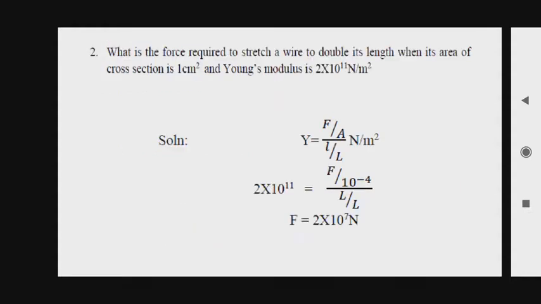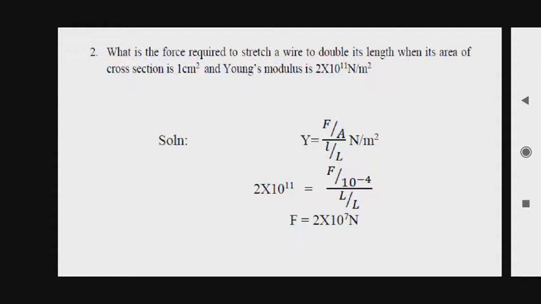Next, question number 2. What is the force required to stretch a wire to double its length when its area of cross section is 1 centimeter square and Young's modulus is 2 into 10 to the power 11 Newton per meter square?